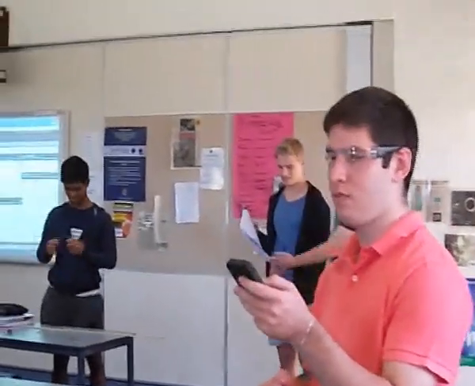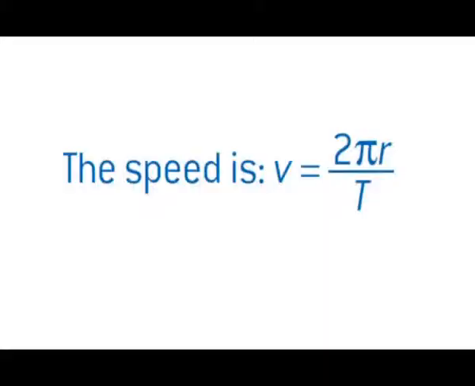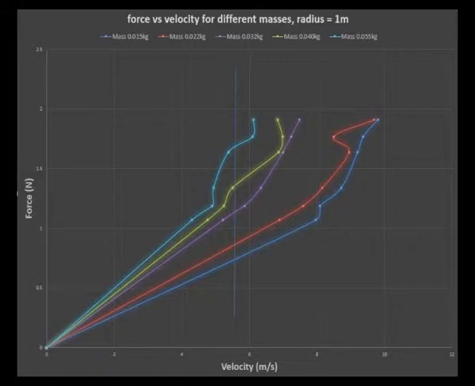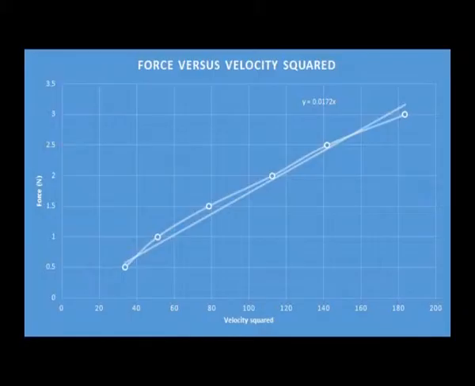The time for 10 revolutions is measured so that the period for one revolution can be determined. The speed of the mass is the circumference divided by the period, 2πr over T. A graph of force versus velocity can be recorded for various masses. Excel was now used to draw a graph of force versus velocity squared.